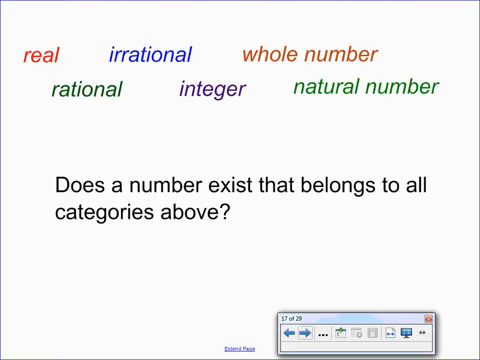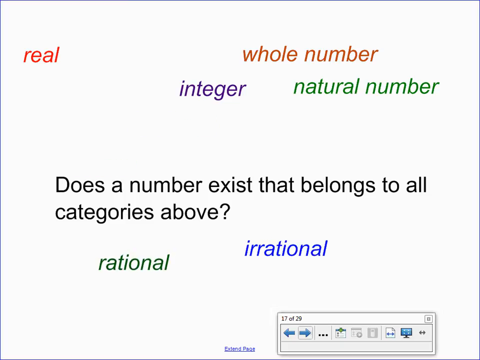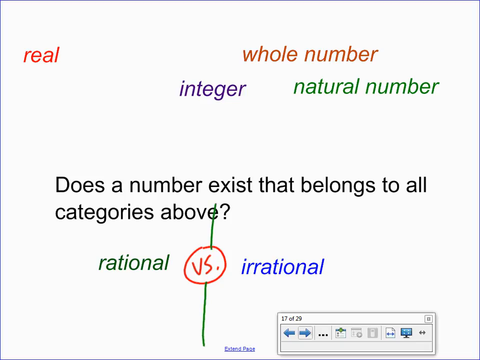All right, does a number exist that belongs to all the categories above? We're not talking about the square root of negative 49, we're talking about just these categories. What do you think? No. How come? Because it can't be rational. Good, and so we've got the irrational versus rational component. A number cannot be rational and irrational at the same time. All real numbers are either rational or irrational. A number doesn't exist that can be both. Good job. So no way, Jose.